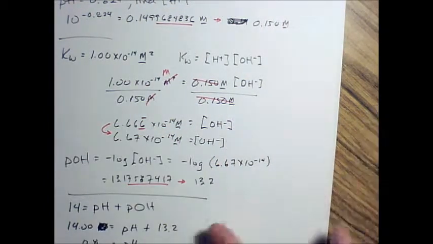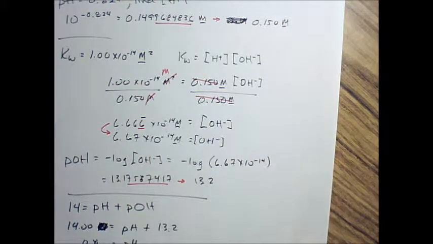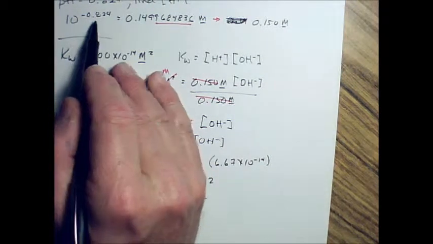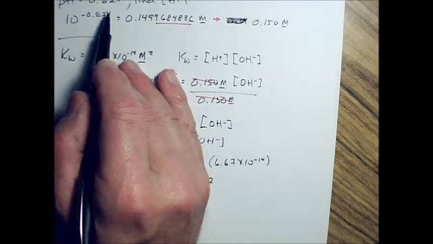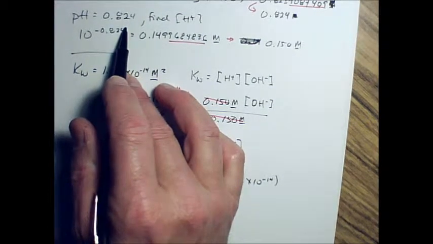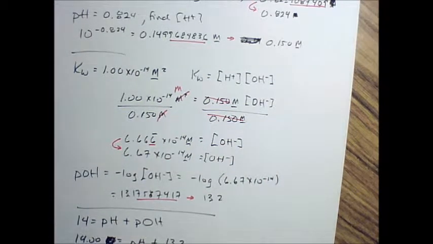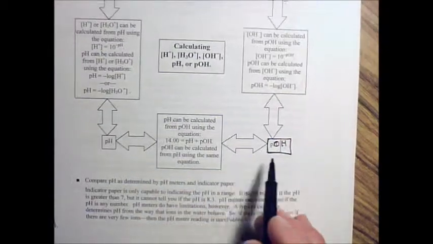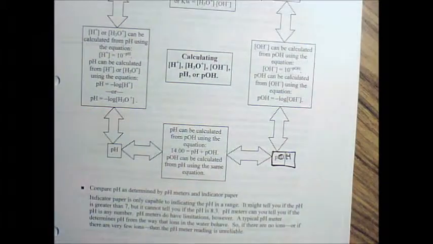Well, what was our original pH a while ago when we looked at it? About 0.8, wasn't it? Our pH was 0.8, wasn't it? Okay. So you can go and find any one of these from any of the others.